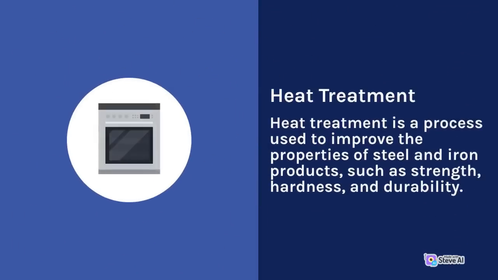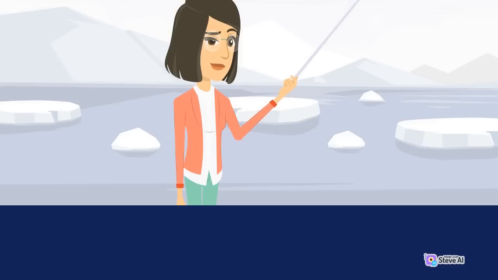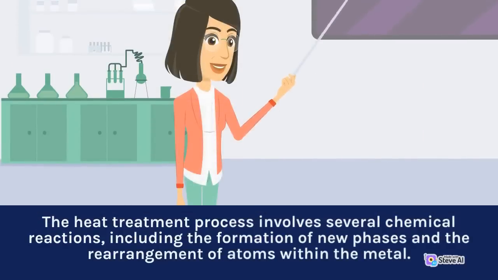Heat treatment. Heat treatment is a process used to improve the properties of steel and iron products, such as strength, hardness, and durability. Heat treatment involves heating the metal to high temperatures and then cooling it rapidly or slowly to achieve the desired properties. The heat treatment process involves several chemical reactions, including the formation of new phases and the rearrangement of atoms within the metal.